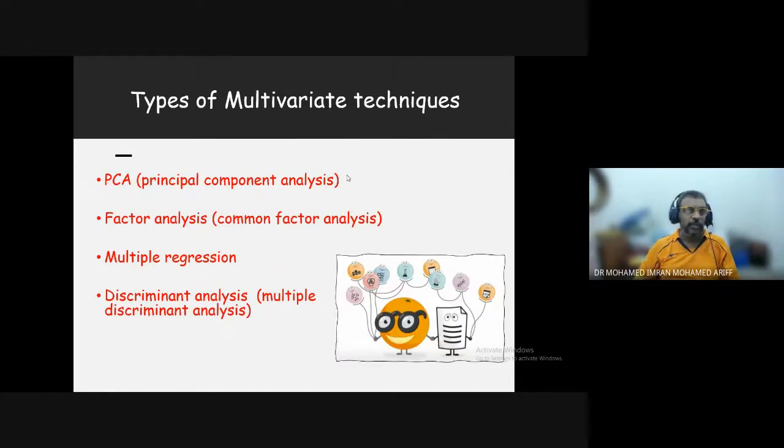Okay. So there are a few techniques that you can use. What are the types of techniques you can use? The most favorite, the one you will most likely use, is PCA, Principal Component Analysis, Factor Analysis, multiple regression, and Discriminant Analysis.